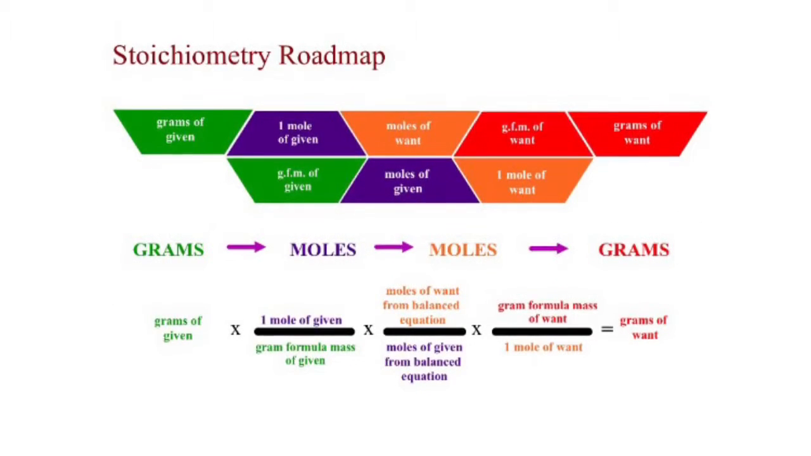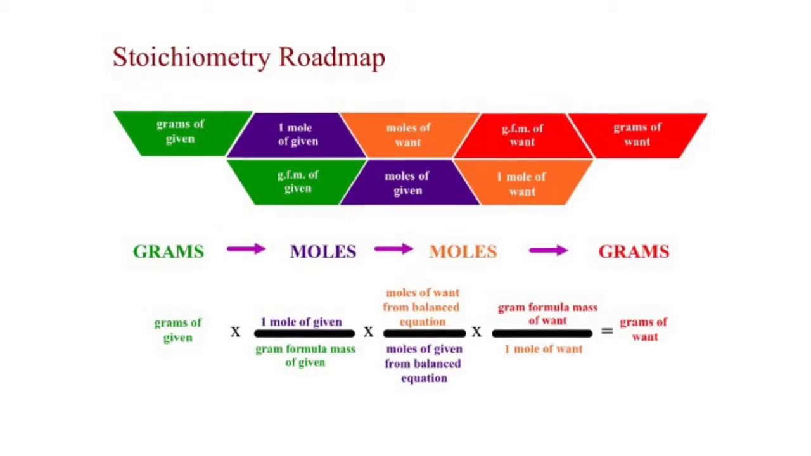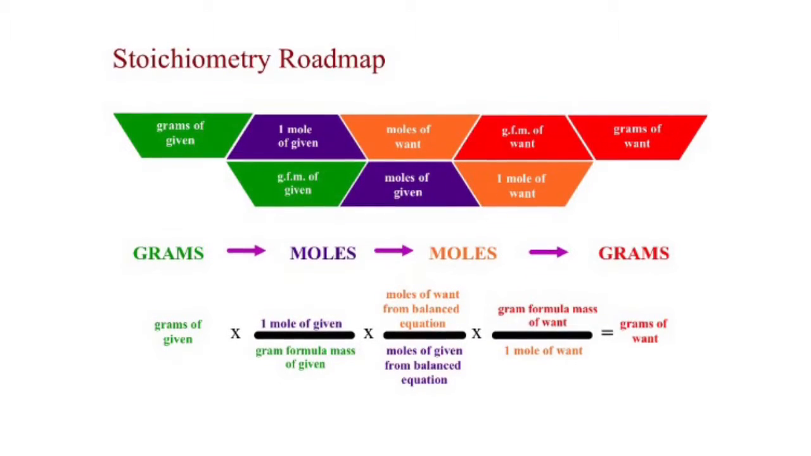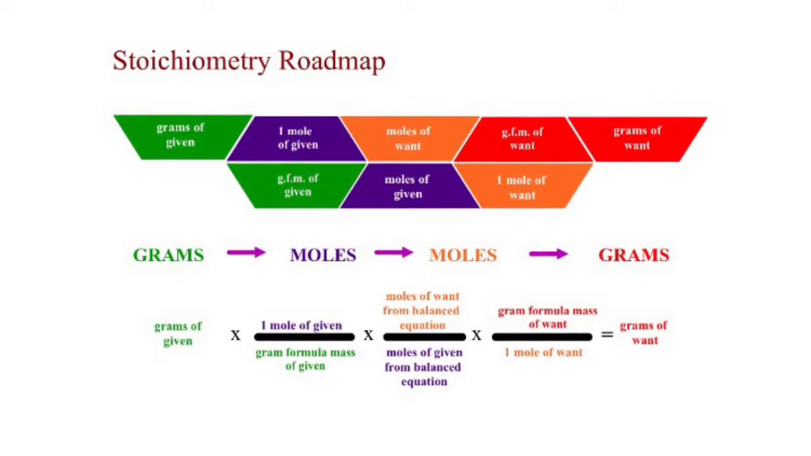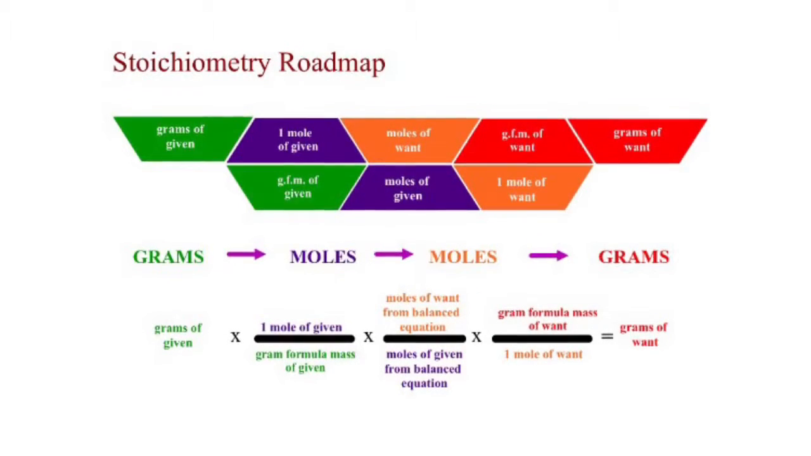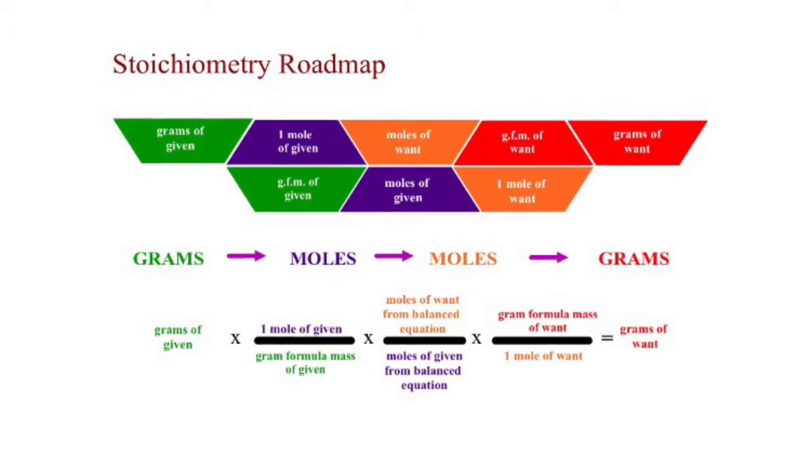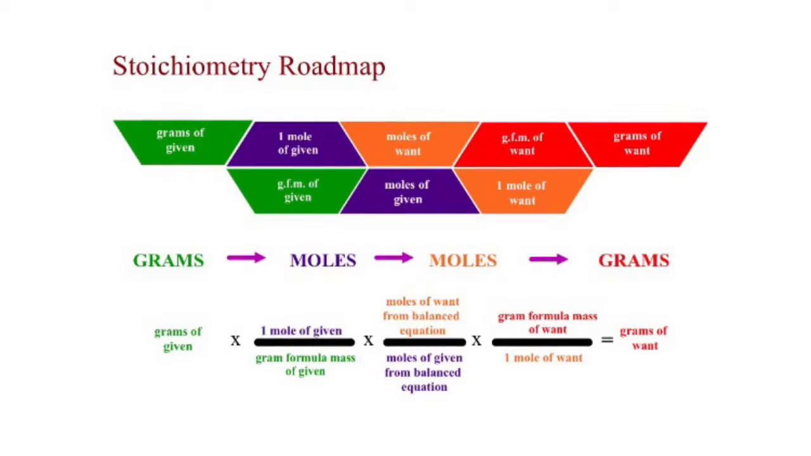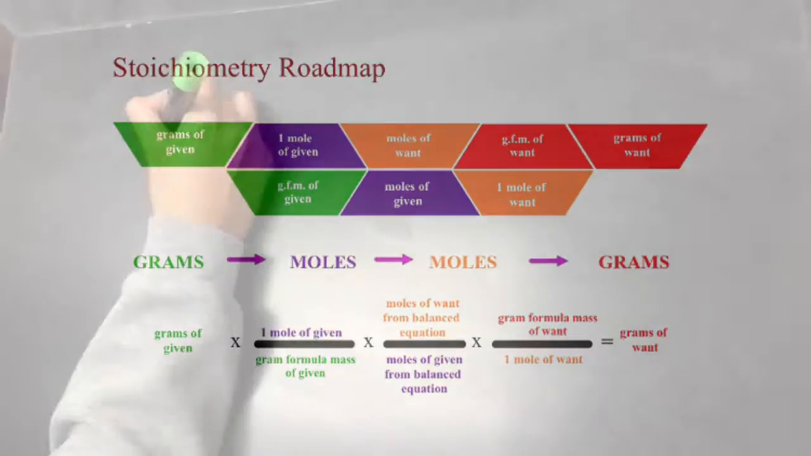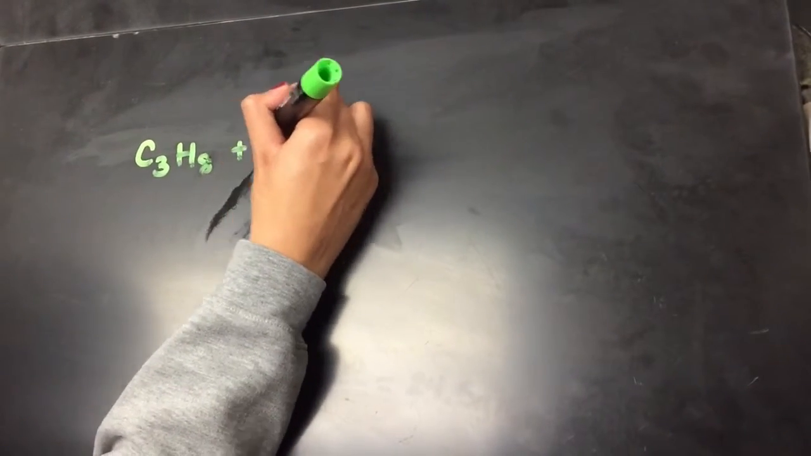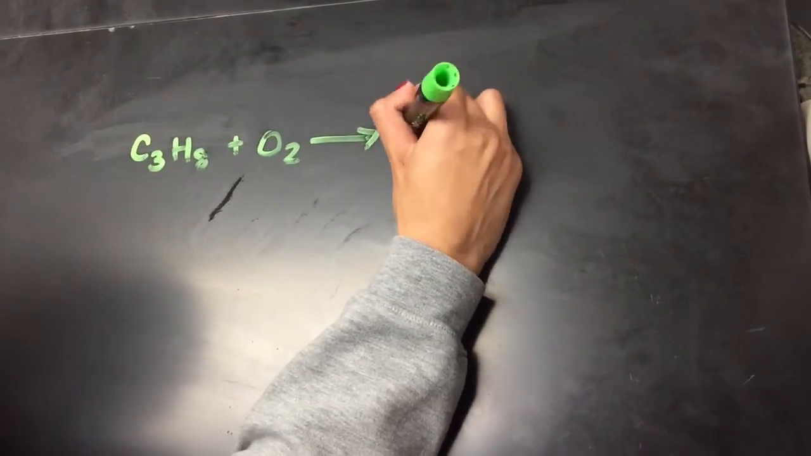To solve this problem, we're going to need to follow the stoichiometry roadmap, which is the equation listed above. We're going to need to know all of the information from the original problem and put it into the equation. Start off by writing out the equation.